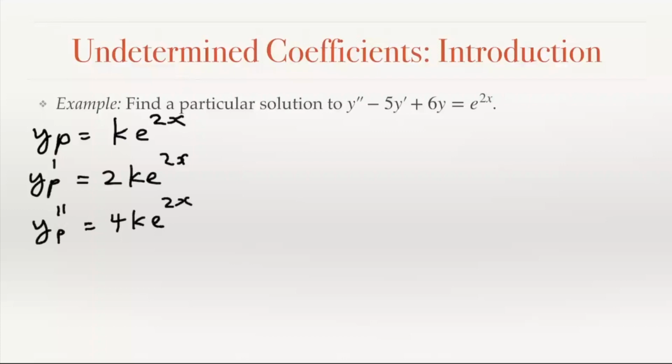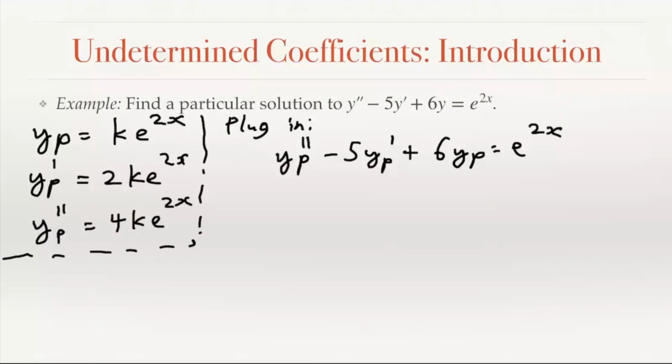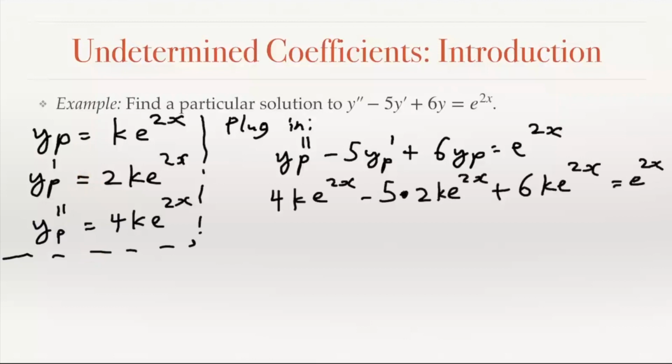So let's pre-compute the derivatives. And now plugging in, we have this, and we have pre-computed those derivatives. Good. And now adding these together, we have 4 minus 10 plus 6 is 0. That is a contradiction. That means that this guess didn't work. There is no solution of the form k times e to the 2x.